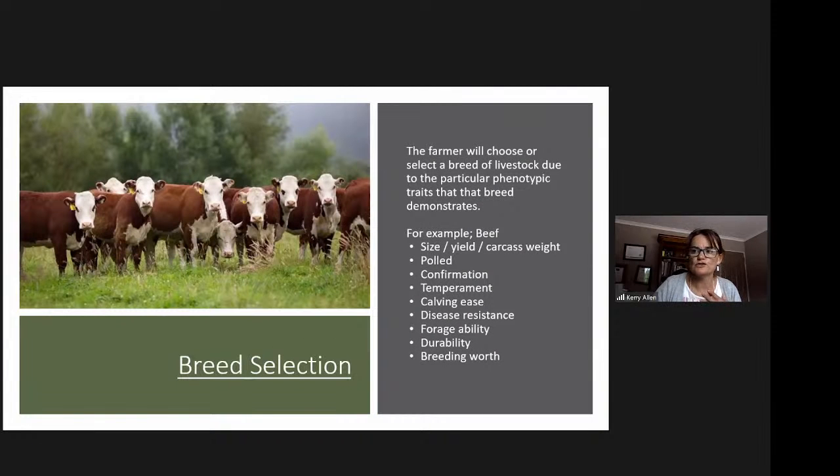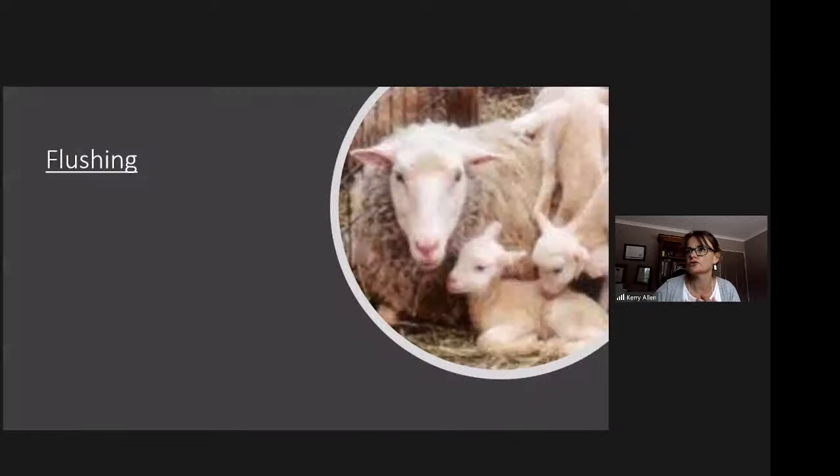Okay, so we can choose breed selection as one, and all of those things up there, I've just done it for beef, but you could pick a particular breed for their particular temperament. So, for example, there's a picture there of Herefords. There are particular Herefords that you can purchase that have calving ease. This means they have been bred to ensure that they have good, easy calving situations, and you're not going to have to help them. Okay, so those are some of the things you could look at.